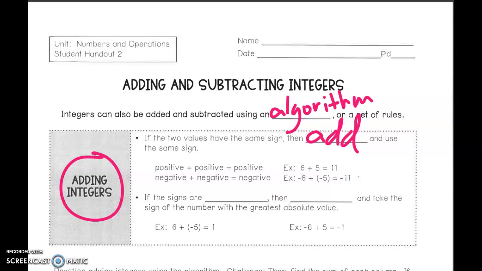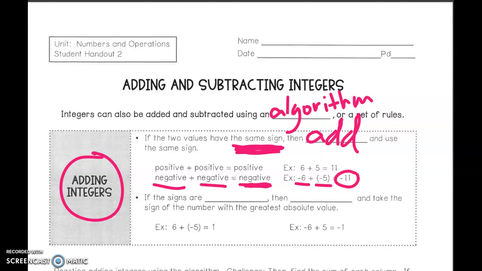On the flip side, if you have a negative and a negative, the answer is going to be negative as well, and all you have to do is add the numbers. Look, you have negative 6 and negative 5. They're both negative, so the answer is going to be negative, and then we add the two. 6 plus 5 is 11, so you get negative 11. When the two numbers you're adding have the same sign, you add and keep that same sign. Very simple.